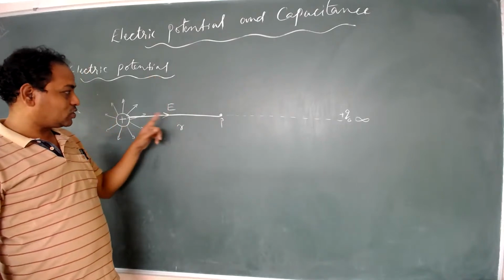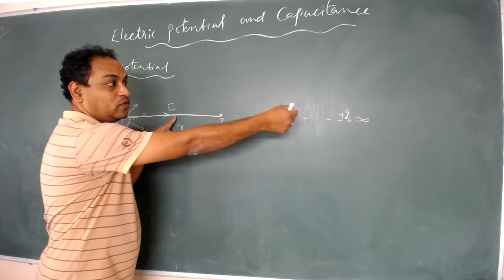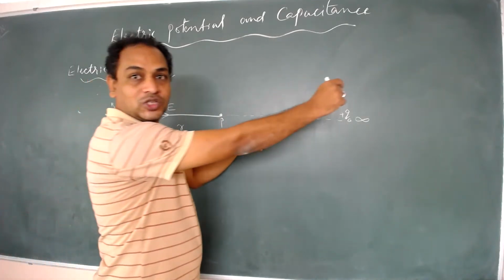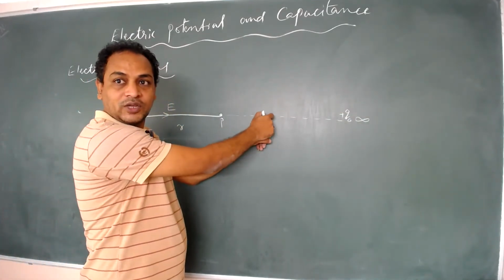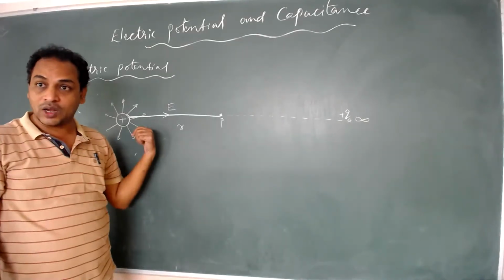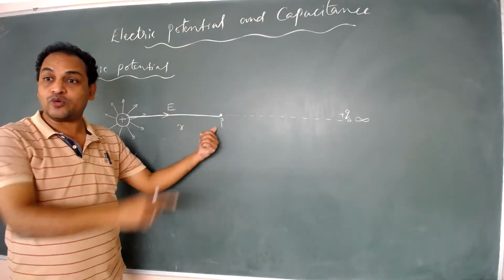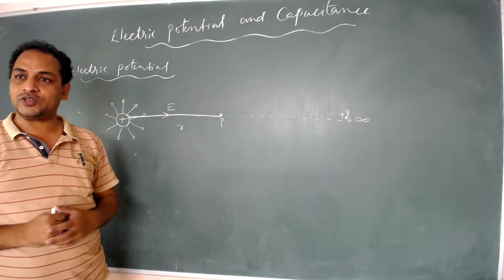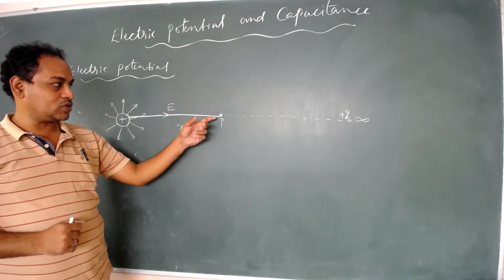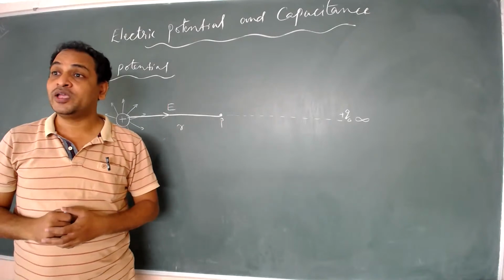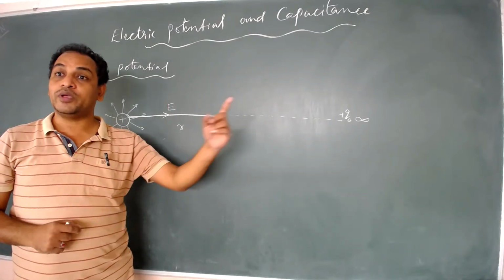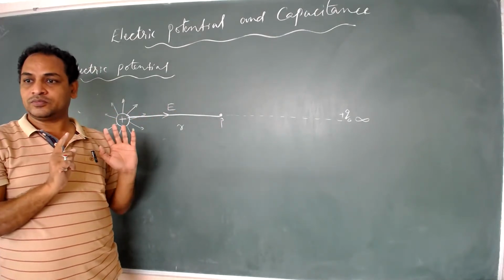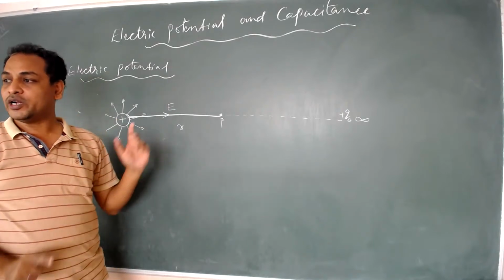For example, if I want its potential at this point, then I have to bring the charge from infinity to this point. Wherever you want its potential, up to that point you have to bring a unit positive test charge from infinity. So let me define it once again. The electric potential at a point is the amount of work done in bringing a unit positive test charge from infinity to the point at which we wish to calculate the potential.